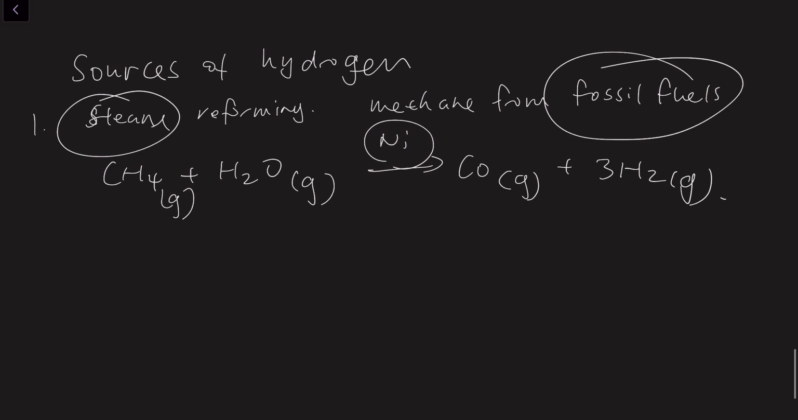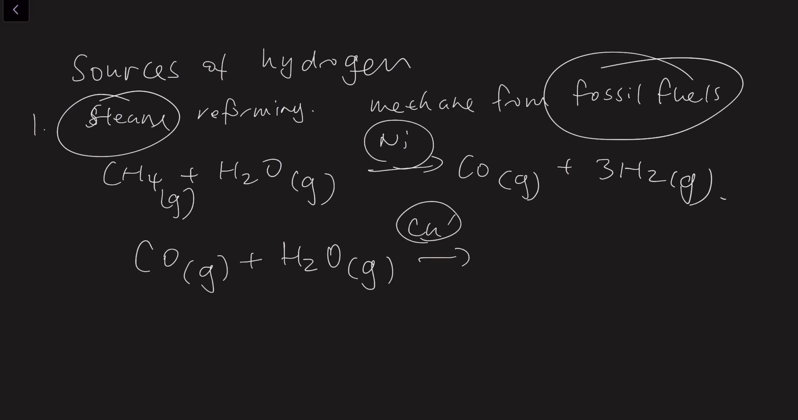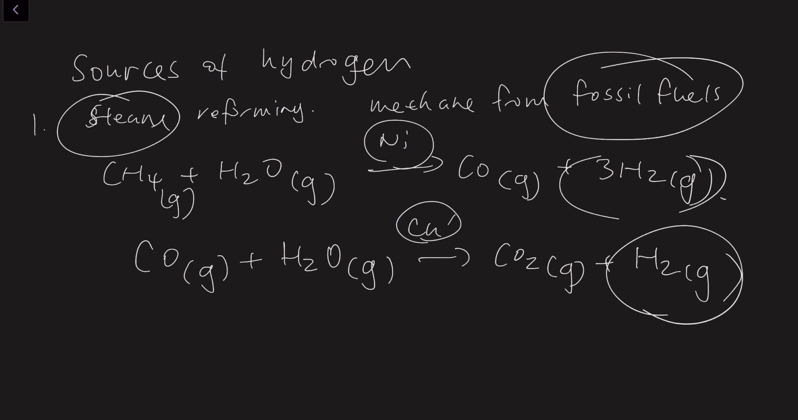And then we can further use the carbon monoxide to do additional steam reforming using a copper catalyst to produce carbon dioxide and hydrogen gas. So you can produce hydrogen gas this way. But the problem is you are producing carbon dioxide.